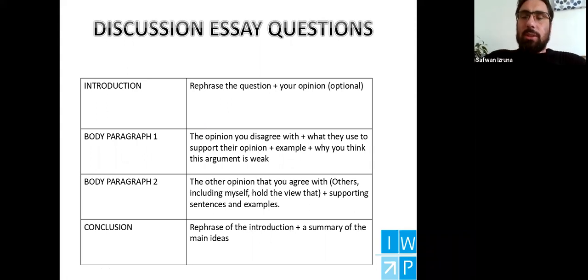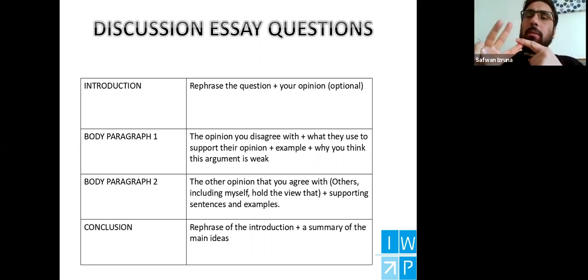Discussion essay questions. For this question type, there are many different ways of doing it. Maybe you could have 3 body paragraphs, one for one opinion, one for the second opinion, and one for your own opinion. The only problem with that approach is that sometimes it takes a little bit more time. It is a bit time consuming, and many students don't have the time to write 300, 400 words, and that's usually the range for a 3 body paragraph essay.